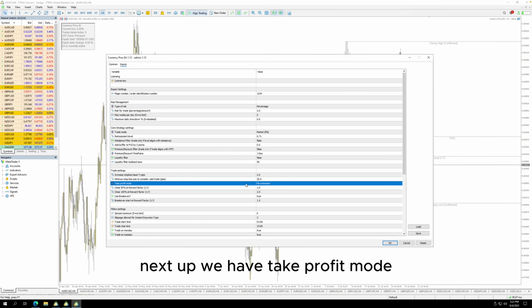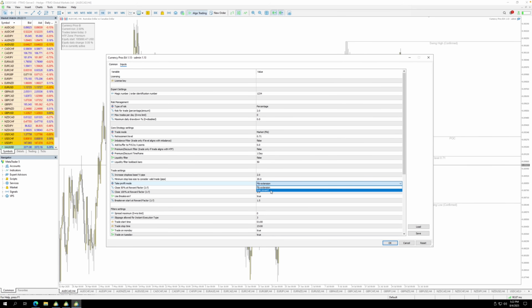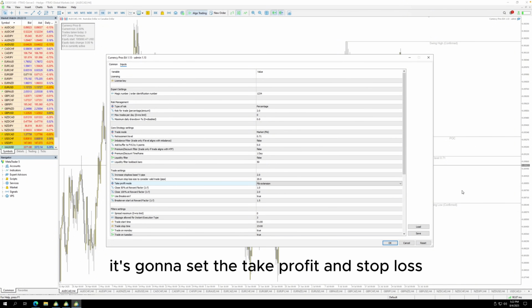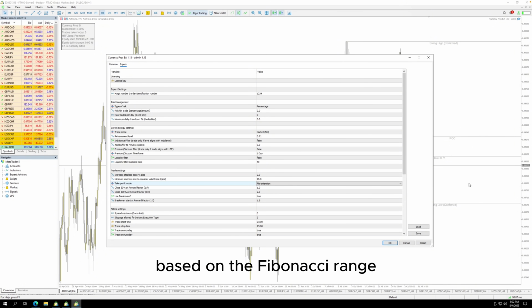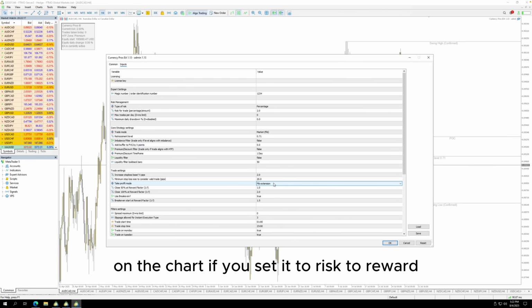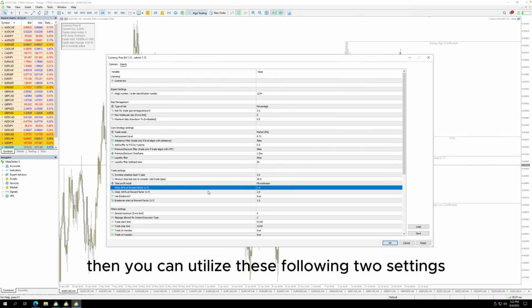Next up, we have take profit mode. This is currently set to fib extension. We also have risk reward. Fib extension is basically, it's going to set the take profit and stop loss based on the Fibonacci range on the chart. If you set it to risk to reward, then you can utilize these following two settings.